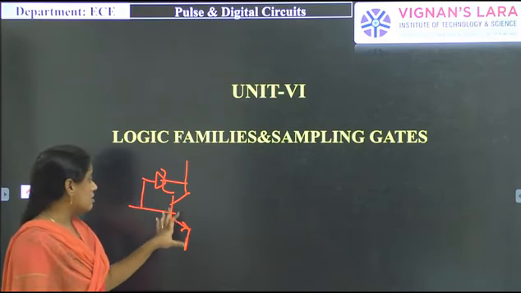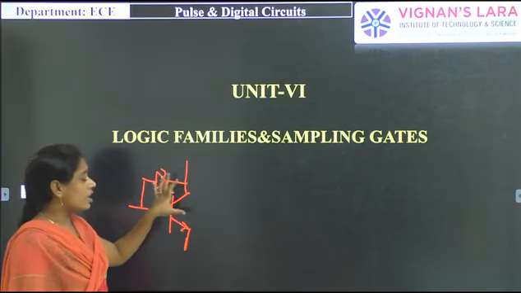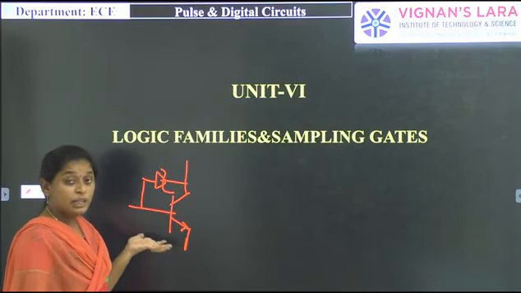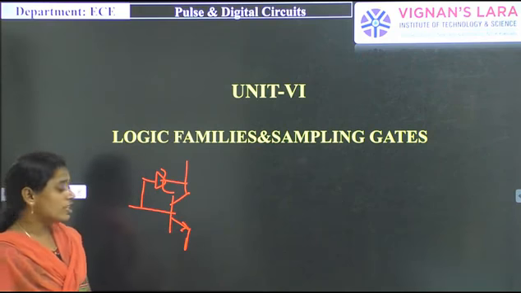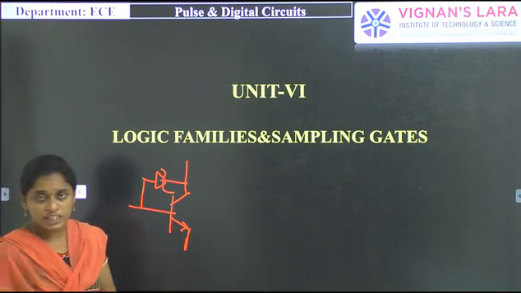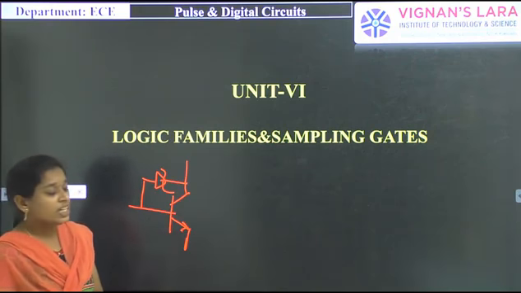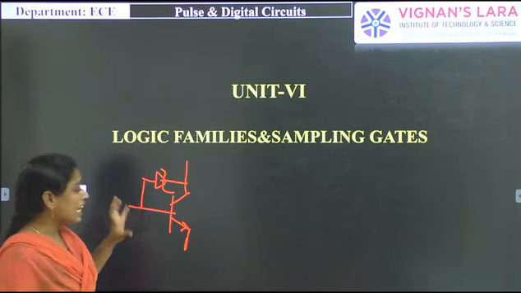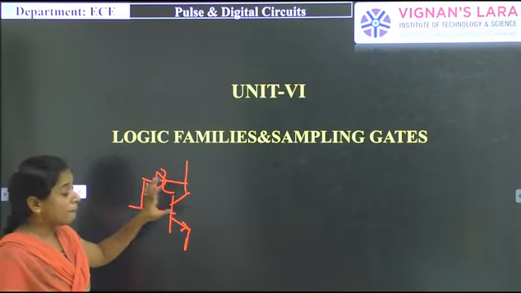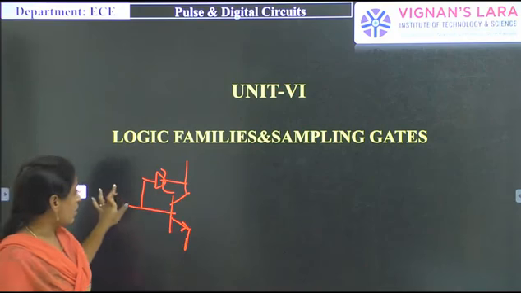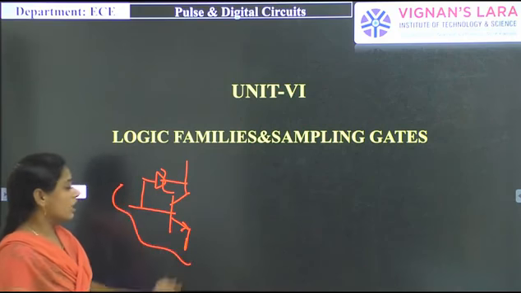So the speed of operation will be more. Why? Because we perform this operation without going into the saturation region. That's why the speed of operation will be increased, and at the same time the delay will be very less. So compared to the TTL logic family, this logic family is faster.